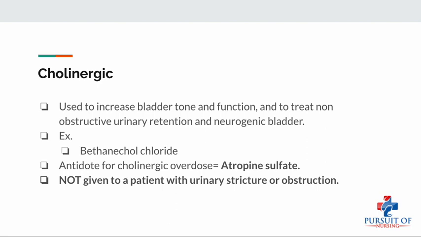So cholinergics are used to increase bladder tone and function, and they're used to treat non-obstructive urinary retention or neurogenic bladder. They are not given to a patient with urinary stricture or obstruction. An example is bethanechol, and the antidote for a cholinergic overdose is atropine sulfate. Always know your antidotes.